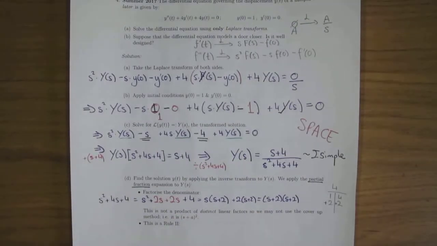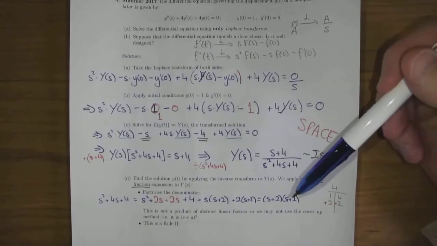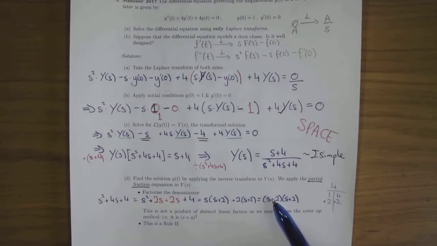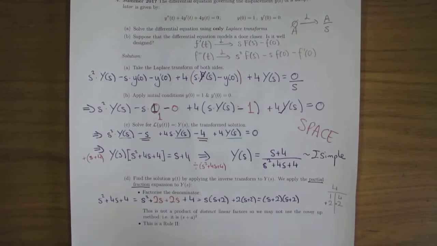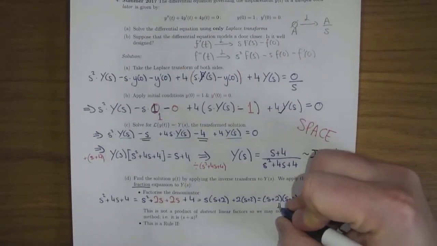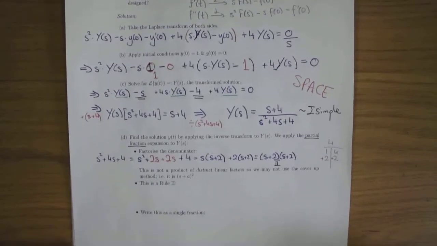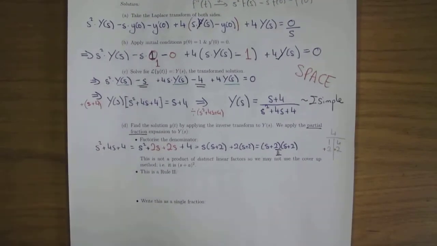Now what would be tempting at this stage is to say, okay, what are my rules? Oh, I've got a rule 1 here, and I've got another rule 1 here. But unfortunately, these are the same. So it's not a rule 1. If you've got two things the same, it's a rule 2. That means that you can't use the cover-up method, so things are going to be a little bit trickier.